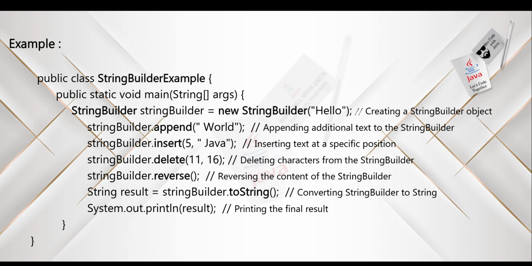Here we use the method delete characters 11 to 16, removing Java and getting hello world. Here we use the method reverse the content, resulting in dlrow olleh. Finally, we convert the StringBuilder to a regular string and print the result.